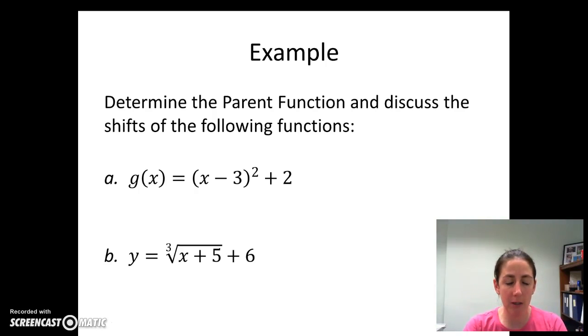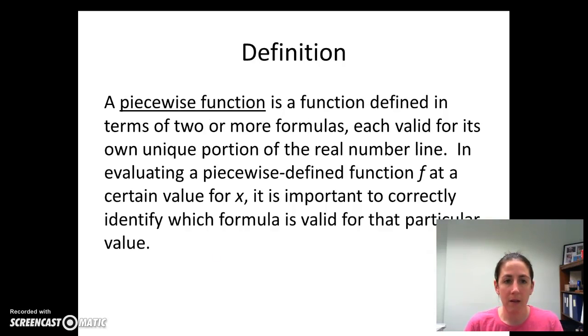Now let's take a look at the cube root of x plus 5 quantity plus 6. Outside the function is vertical. We're adding 6 on the outside, so it's going to go up 6 units. And then underneath the radical is inside the function. So inside the cube root means we're adding 5, which means we go left. So this takes the parent function, the cube root function, and it moves up 6 units and left 5 units.